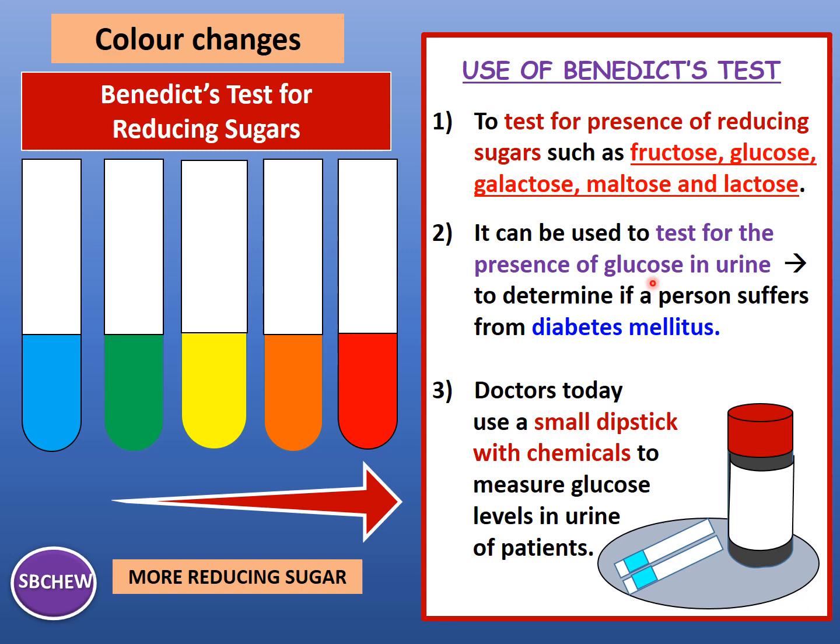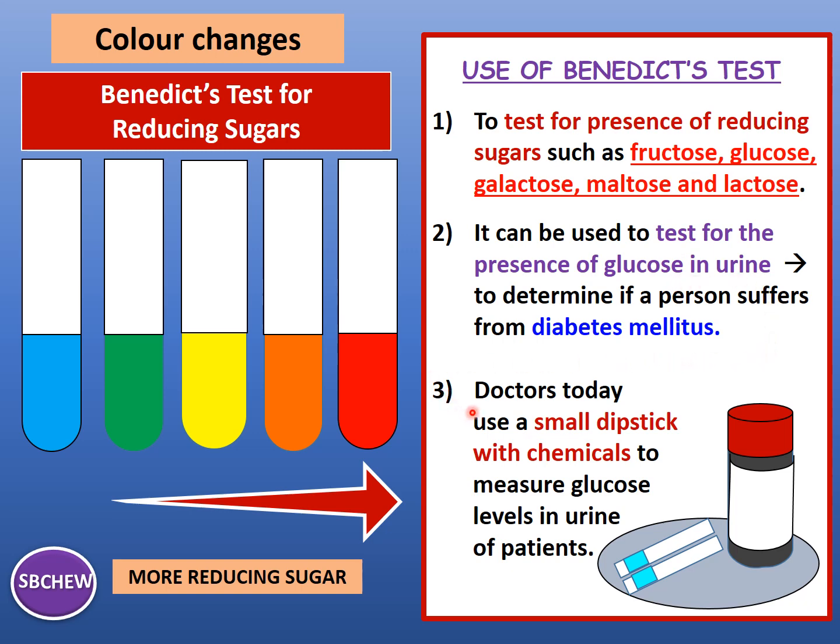To test whether the person is suffering from diabetes mellitus or has glucose in the urine, it can be tested for the presence of glucose or reducing sugars using the Benedict's test. So this is the use of the Benedict's test, especially for exam questions. If they ask you how we test for the presence of glucose, let's say, in the urine, then you can suggest using the Benedict's test to test for the presence of glucose, or reducing sugar, in the urine.